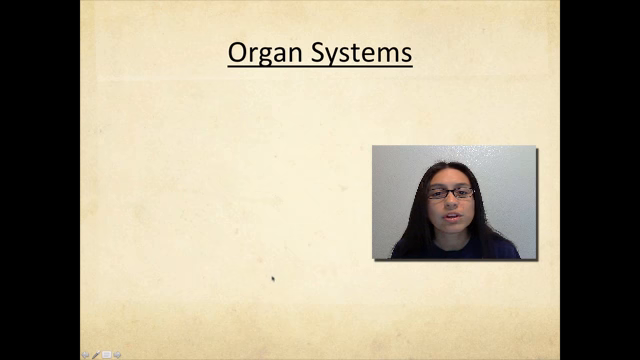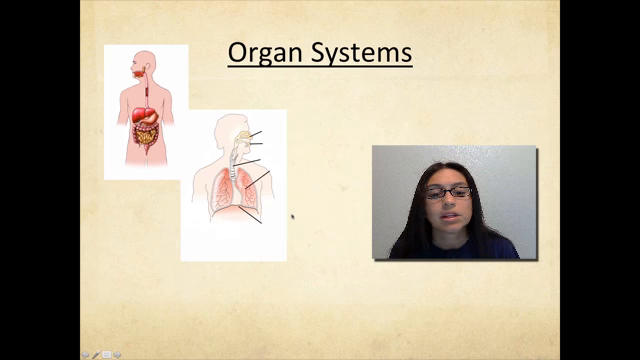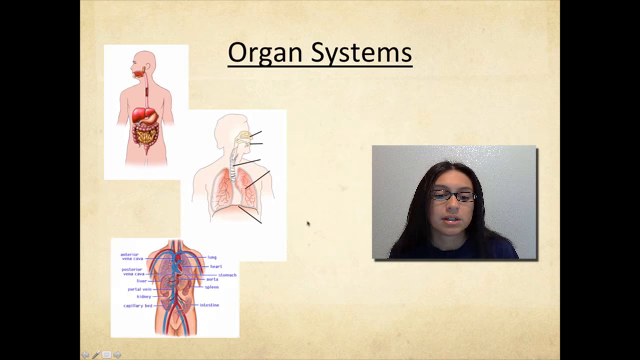Alright, now organs rarely work alone. In fact, I can't think of a single organ that works alone. So organs work with other organs, and they form organ systems. So here is an example of the digestive system. This is the respiratory system and the circulatory system. And you can see that each of them have different organs coming together to form the organ system.